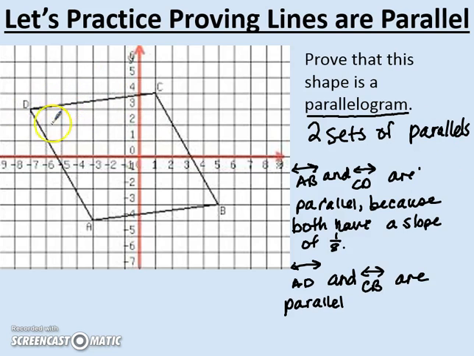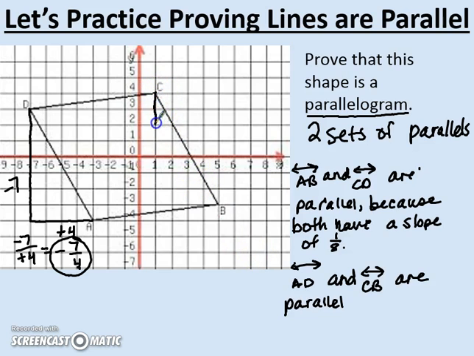So let's start at point D. We need to go down 1, 2, 3, 4, 5, 6, 7. So I went down 7, negative 7. And I'm going over 1, 2, 3, 4, positive 4. So I went down 7 and positive 4 over. So negative divided by positive is a negative, and 7/4 will not reduce, so I just leave it like that. Now I need to do the same thing for CB.